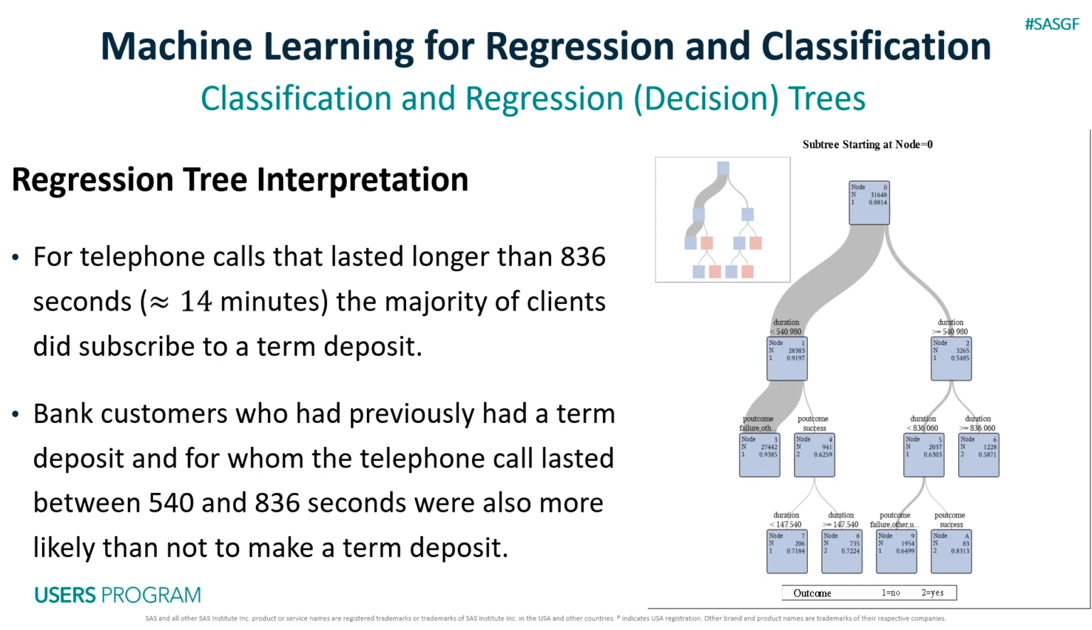So in terms of the interpretation, we talked a little bit about this. If the last phone call took more than about 14 minutes, that was a good sign for the bank in terms of the customer opening a term deposit. And also, if the duration was between 9 and 14 minutes and the previous outcome was that the customer made a term deposit, that was also a positive outcome.